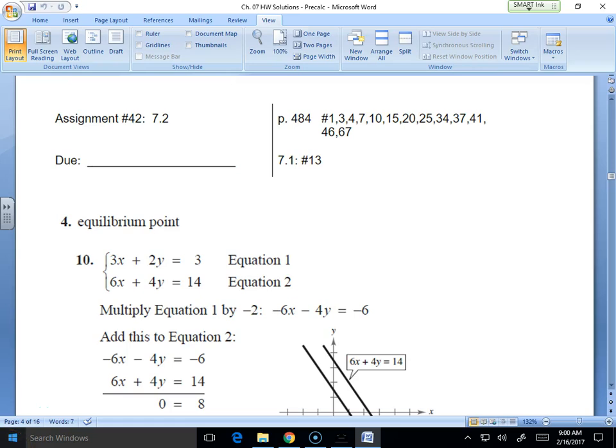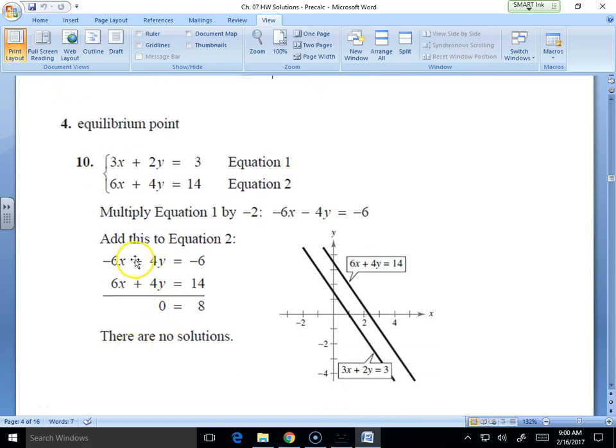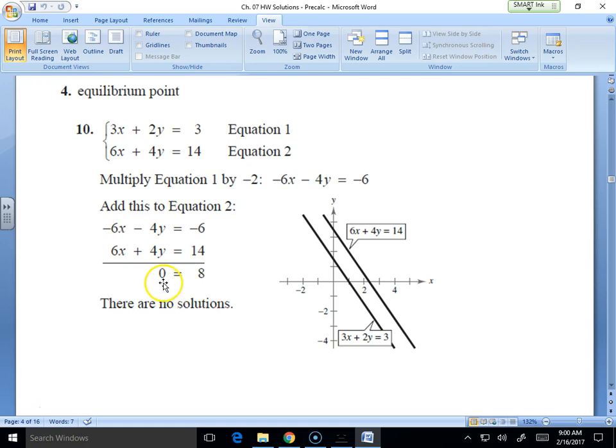Wednesday, section 7.2, let's grade it. Number 4, equilibrium point. Number 10, take your two equations. They chose elimination. I think that's easiest. Some of you might have done substitution. Long story short, you get what kind of statement?